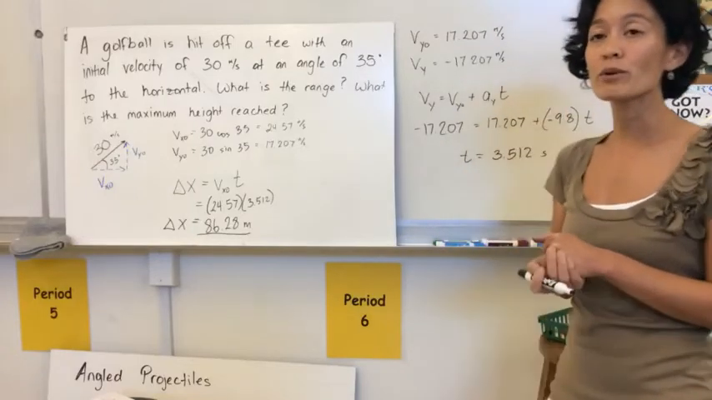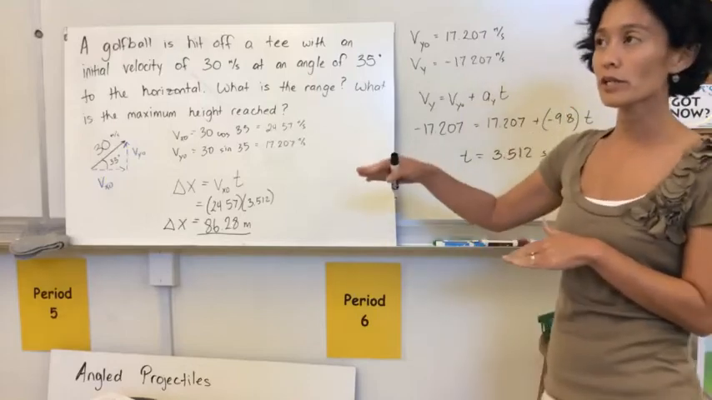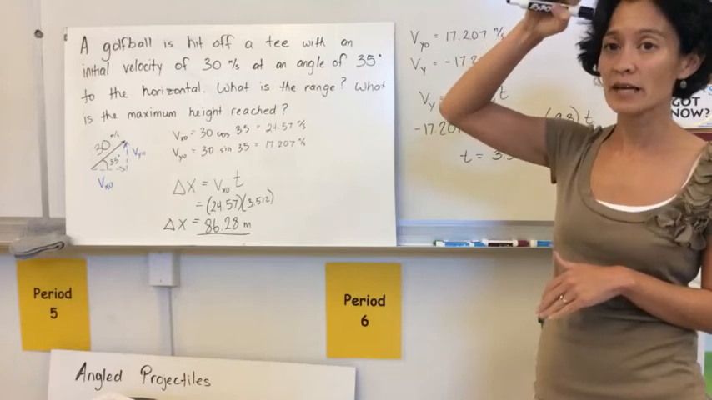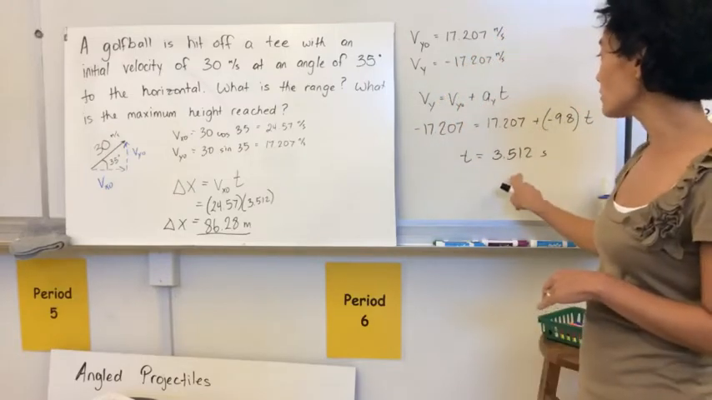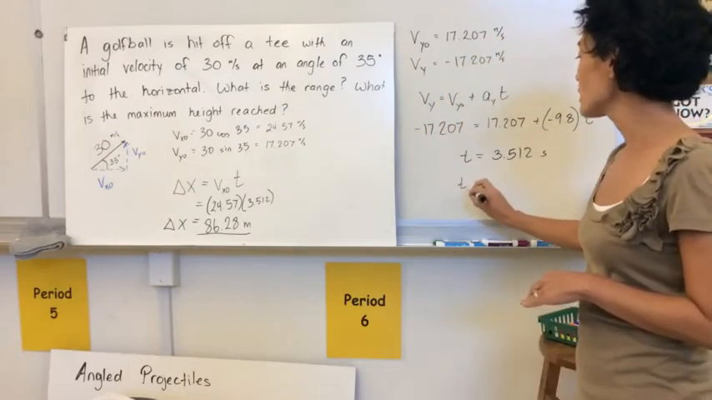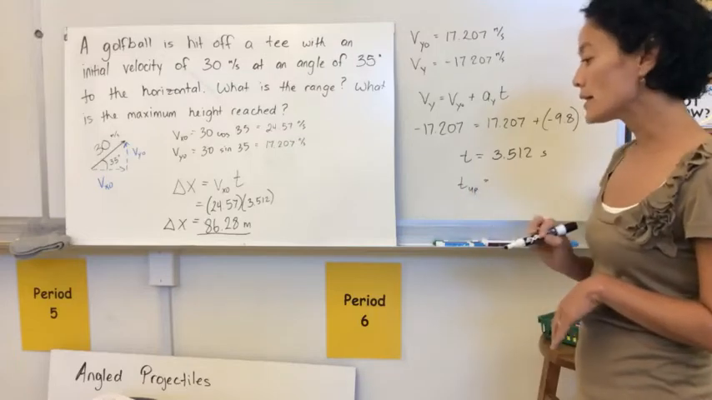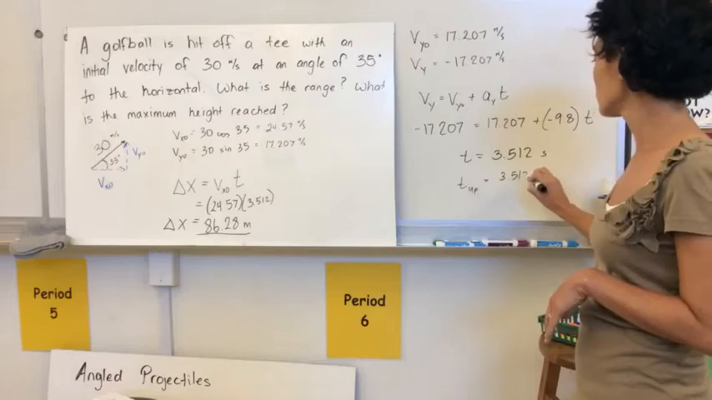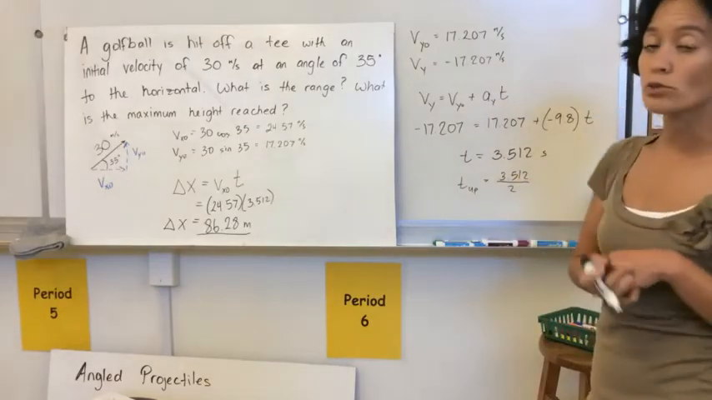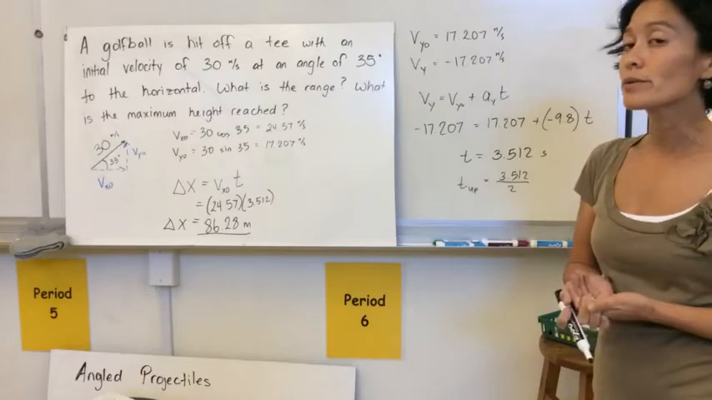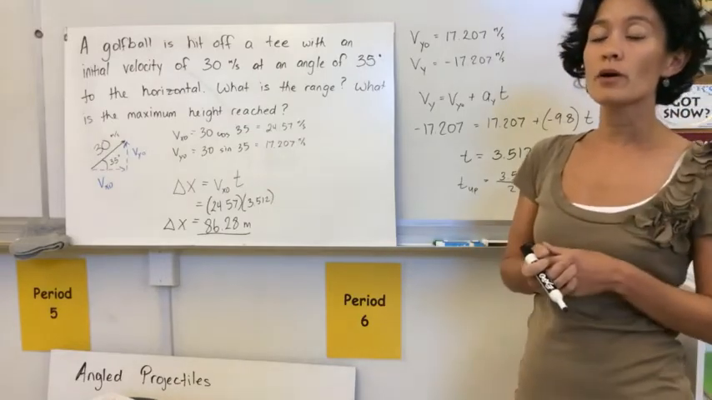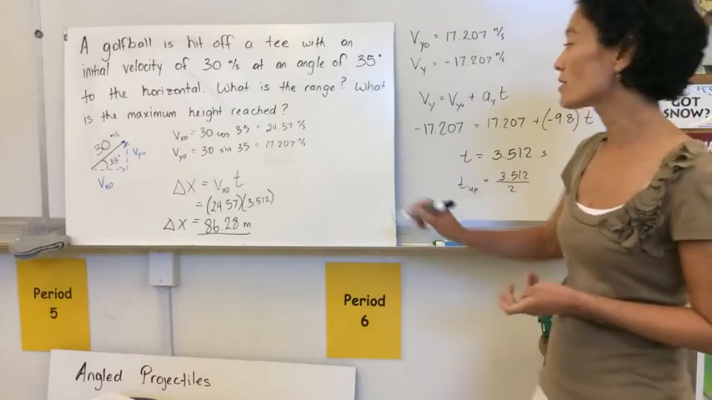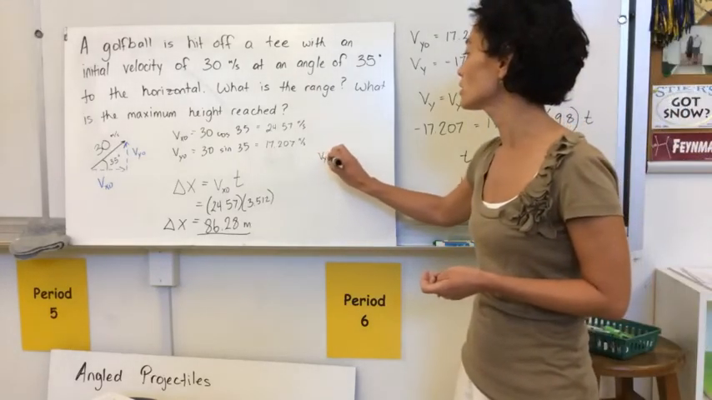So maximum height, what do we know about maximum height from the previous chapter? It's only going up to this certain point. It's only going to take half the time to get there. So if our total time is 3.512, then that means our t up is just going to be half of that. So we could use that time value. Another thing we could use is that we know at the very tippy top, what is the y velocity? It's 0.